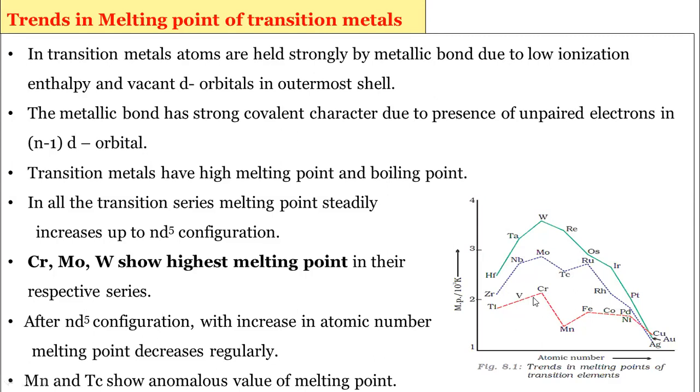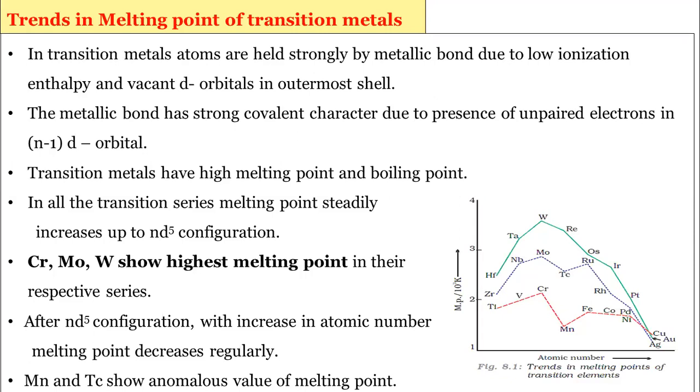Initially, why do the melting points increase? Because up to chromium the number of unpaired electrons increases. In chromium, there are 5 unpaired electrons. As the number of unpaired electrons increases, they form more covalent bonds, and the hardness increases. Then the stability of the metallic bond increases, so very high energy is required to break this bond. That's why the melting and boiling points increase up to chromium.